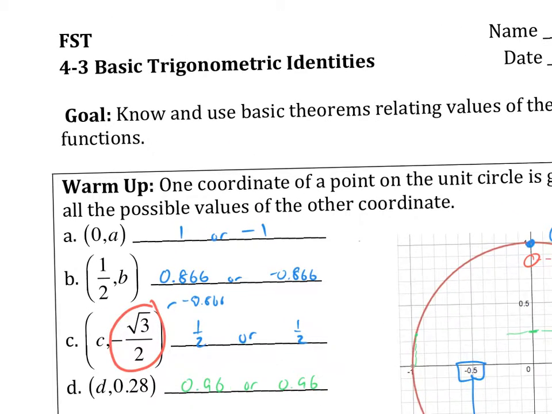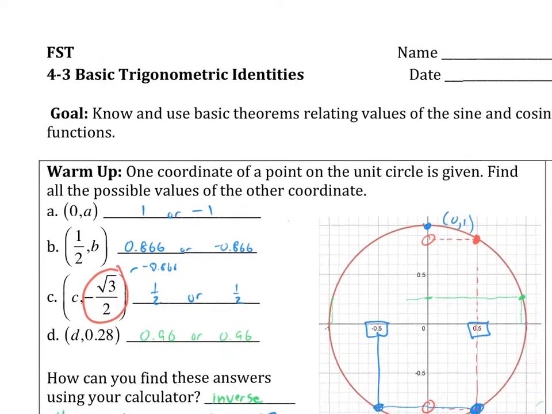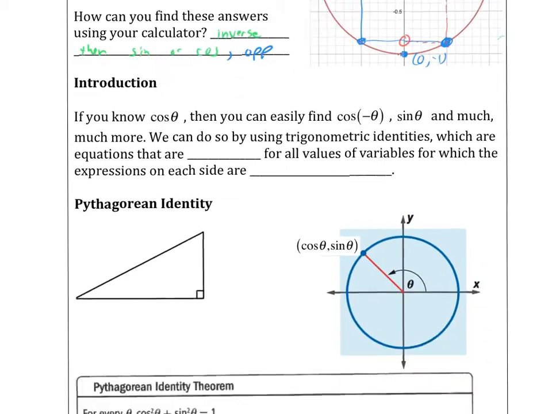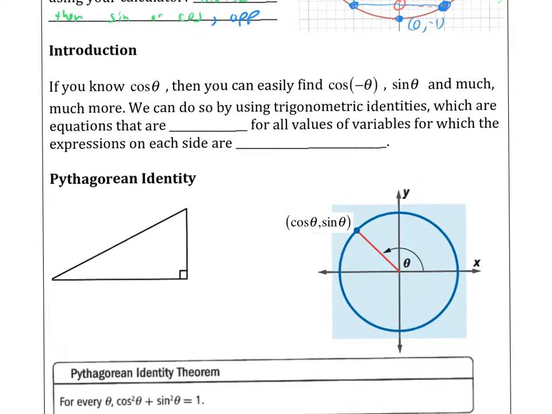Today we're going to spend some time looking at basic trigonometric, such a fun word to say, trigonometric identities. So our goal is that we're going to know and use basic theorems relating to the value of sine and cosine functions. So our first thing by way of introduction is just to remember where we derived this idea of cosine and sine, the definitions.